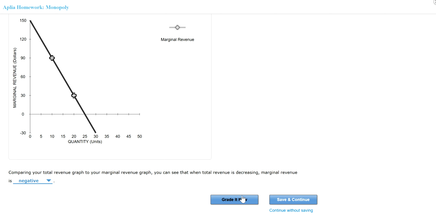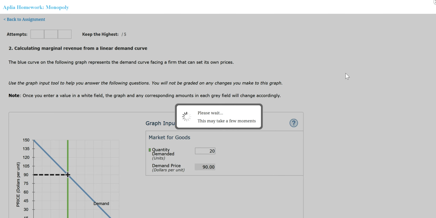Well, guys, remember, marginal revenue is like the slope of the total revenue curve. So anytime your marginal revenue is positive, your total revenue is increasing. Anytime your marginal revenue is negative, your total revenue will be decreasing. Okay, so let's grade it now, see what happens.